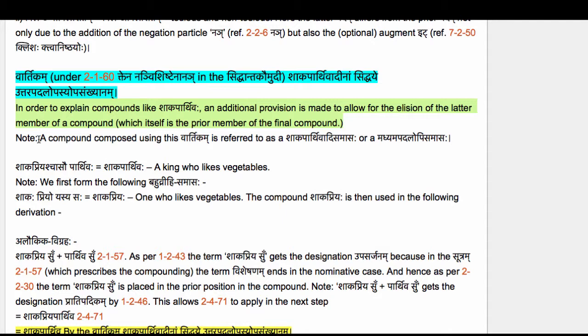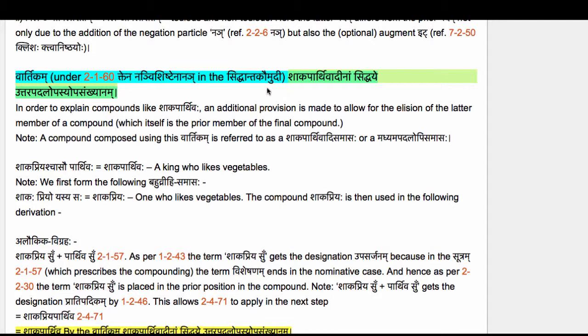So computer expert person is too long to say. We say computer person. Similarly, Shakapriya Parthivaha is too long. So we say Shakaparthivaha. Of course, Shakapriya Parthiva is still a valid compound. It's just that Shakaparthiva is also a valid compound. As per this Vartikam, which says Shakaparthivadinam Siddhaye, Uttarapadalopasyopasankhyanam. This Vartikam is very useful in sort of tweaking the Purvapadam in order to make sense of the compound.